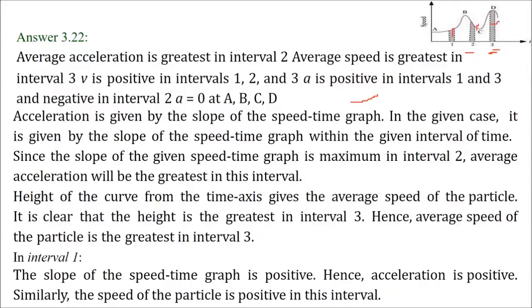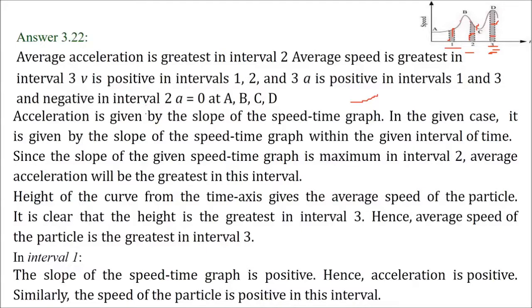v is positive in 1, 2, 3 because you are getting a positive value. And in acceleration, 1 and 3 are positive and 2 is negative. How? You just have to find dv by dt, the derivative. That is what we find out. But let us discuss them.